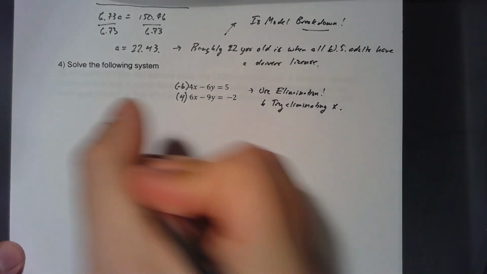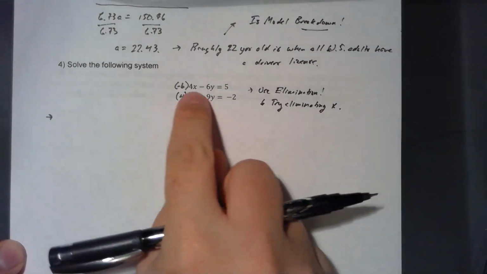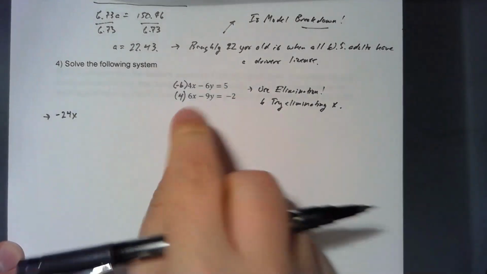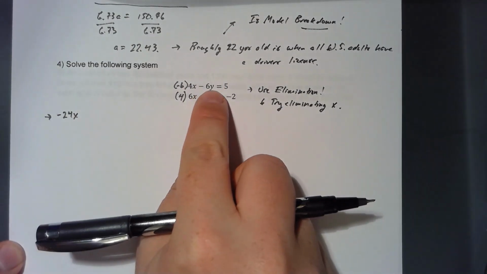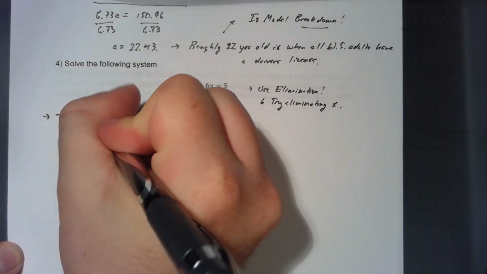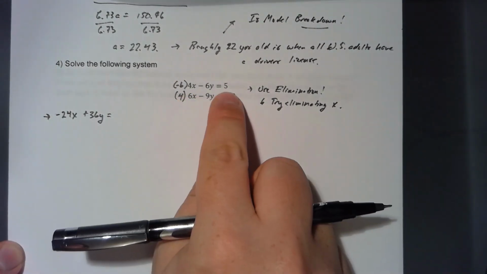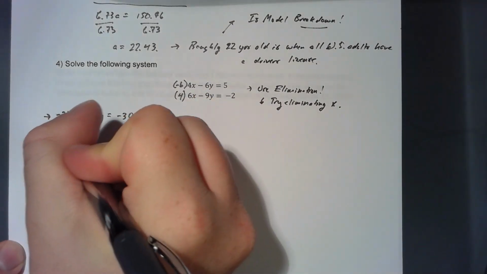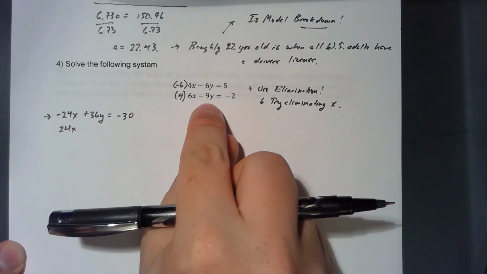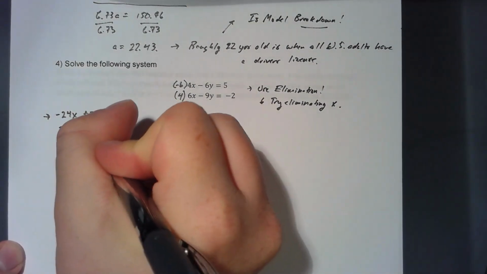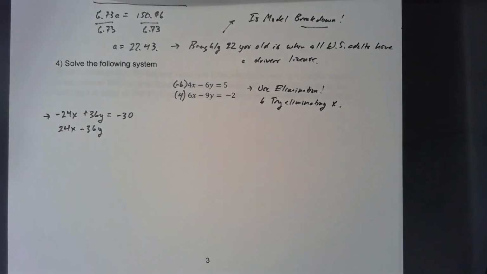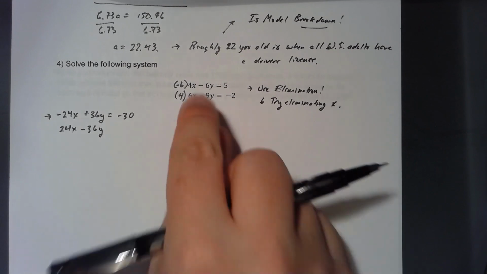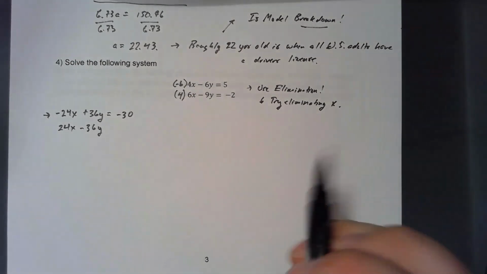All right, so now when I do that, what do I get? Multiply the first equation by -6, I get -24x. -6 times -6y is positive 36y. And that equals -30. Second equation becomes 24x. 4 times -9y is -36y. And 4 times -2 equals -8.